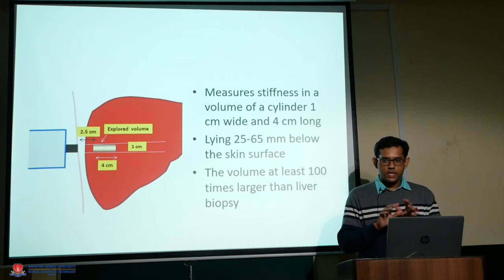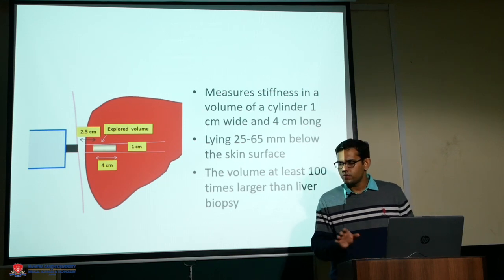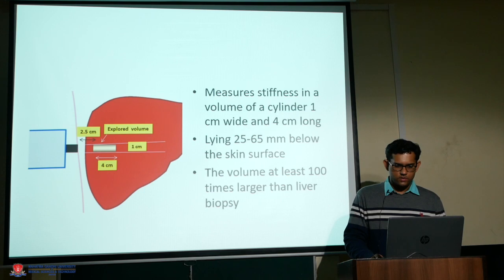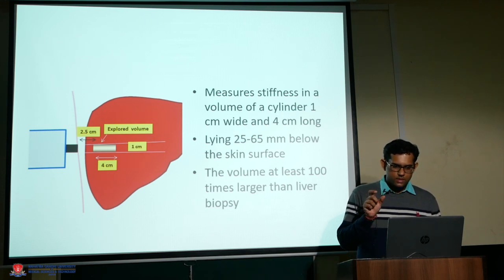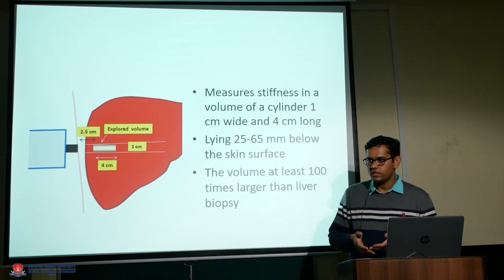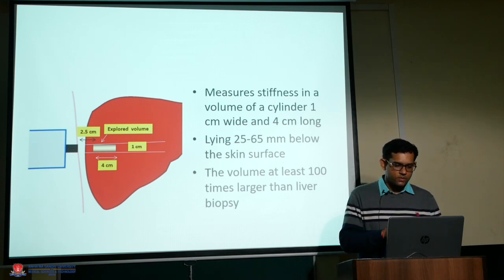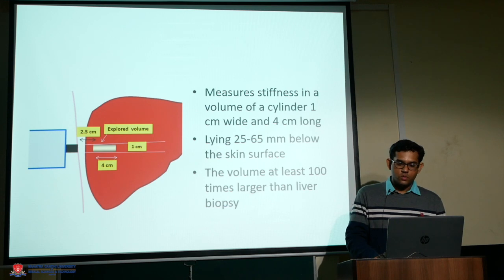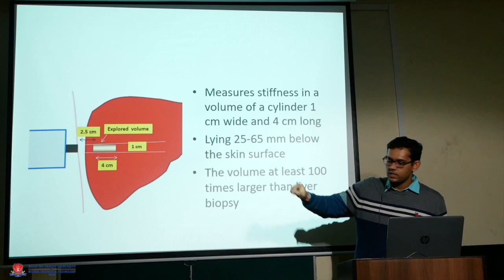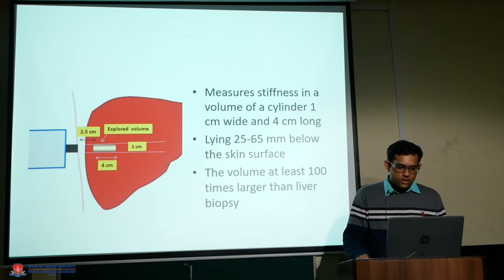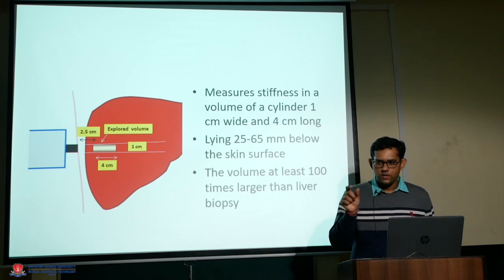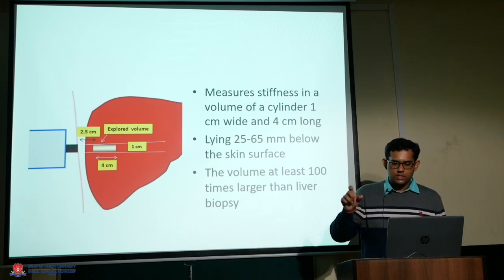Now, how much area of the liver will we be able to assess by transient elastography? Obviously it can't measure the whole liver stiffness. It will just do it for a segment of the liver. That segment is basically the volume of a cylinder that is 1 cm wide and 4 cm long, as you can see there, lying 25 to 65 mm below the skin surface, that is 2.5 to 6.5 centimeters below the skin surface.